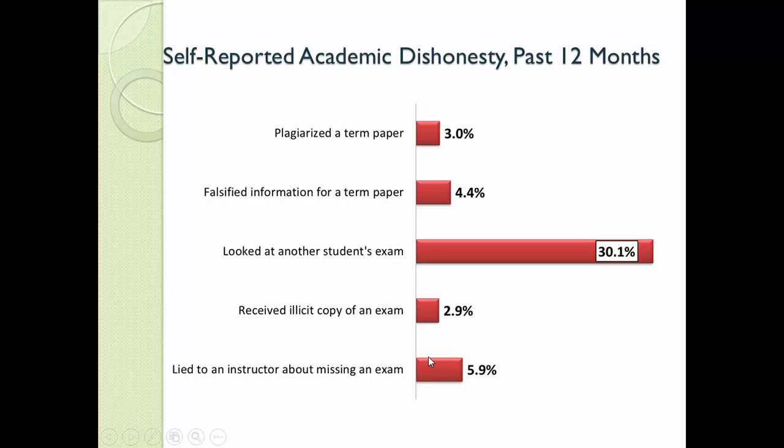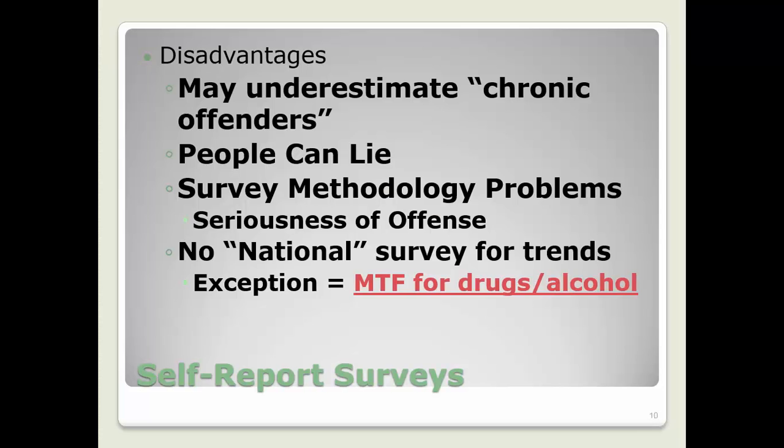the duh factor in criminology. When you ask people, how do you think students are cheating? They will say stuff like, well, they plagiarize stuff from the web, they get illegal copies of the exam, and so on and so forth. But by far and away, the most common way that people cheat is they look at their neighbor's exam when they're taking it.